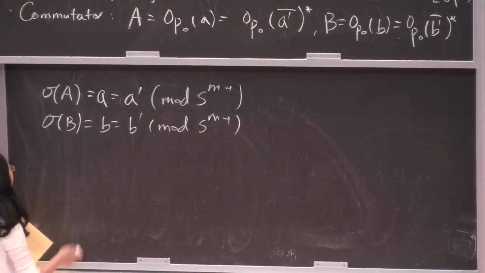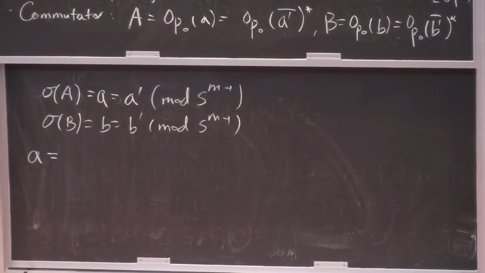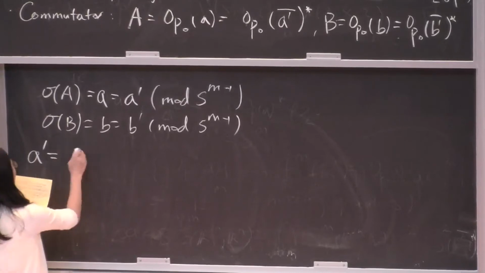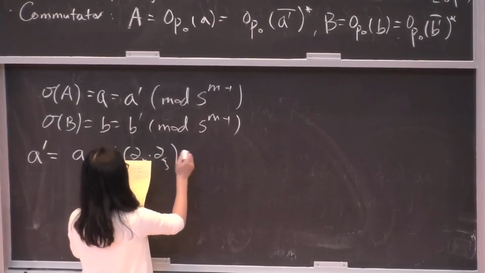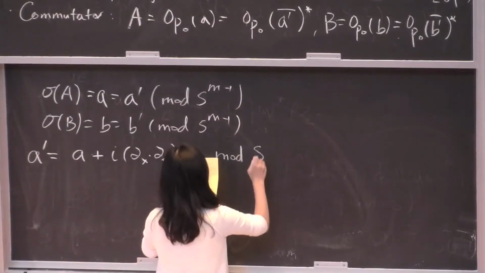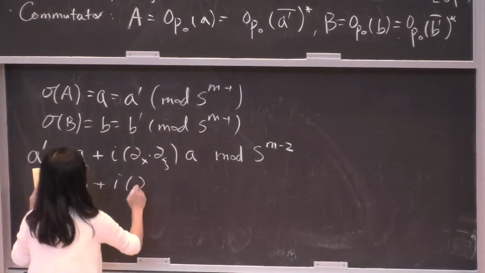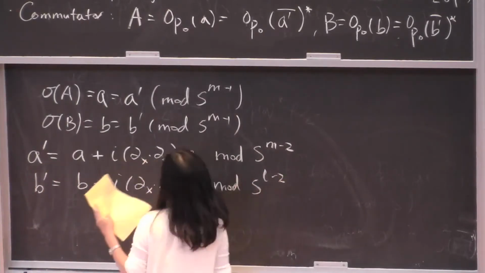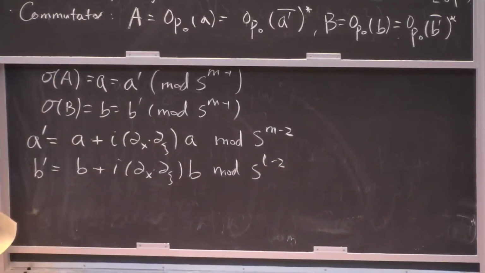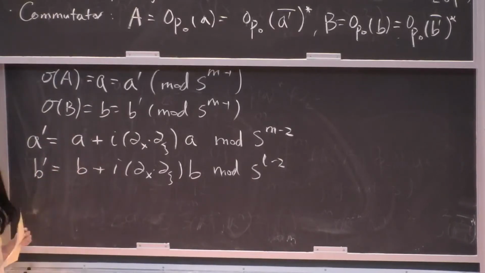And moreover, as we saw, the expansion is completely determined modulo lower order terms. So A prime is equal to A plus i ∂_x applied to ∂_ψ A, modulo S^(m-2) terms, and B prime is equal to B plus i ∂_x · ∂_ψ B modulo S^(l-2) terms. Here what I mean is that the diagonal terms are the leading order term.